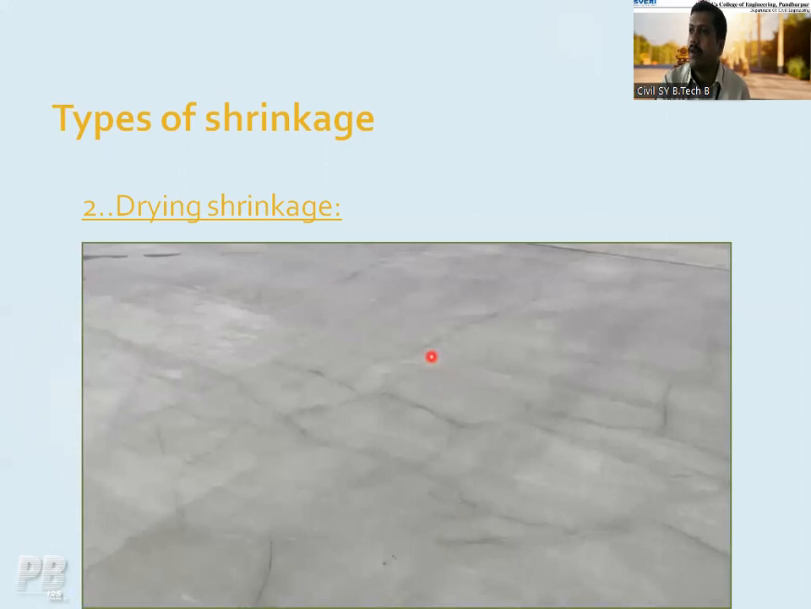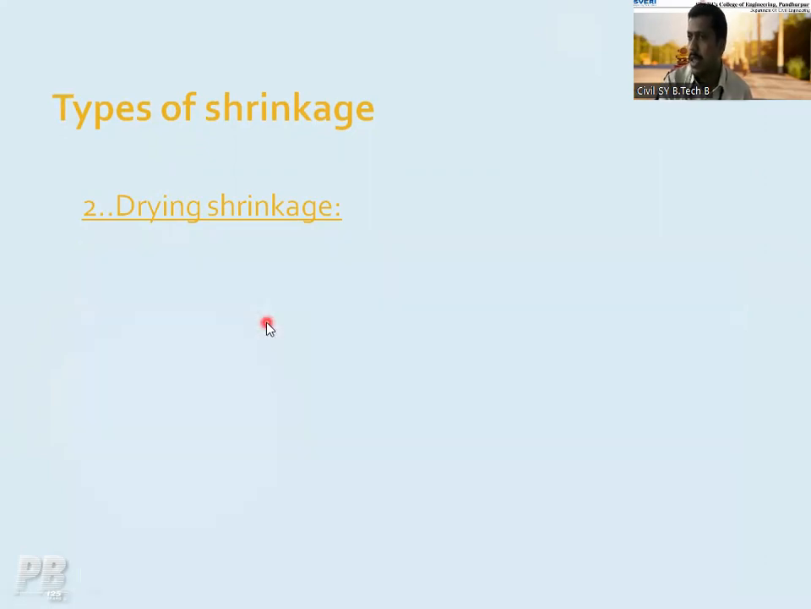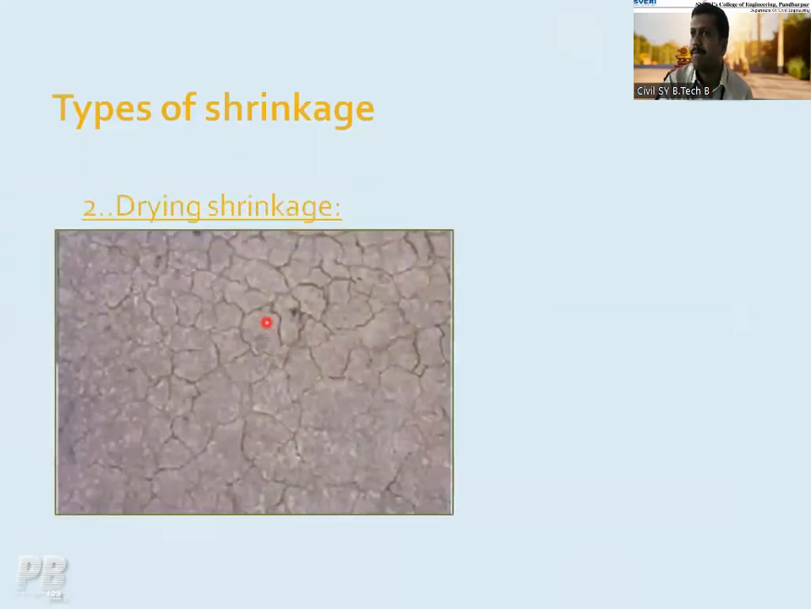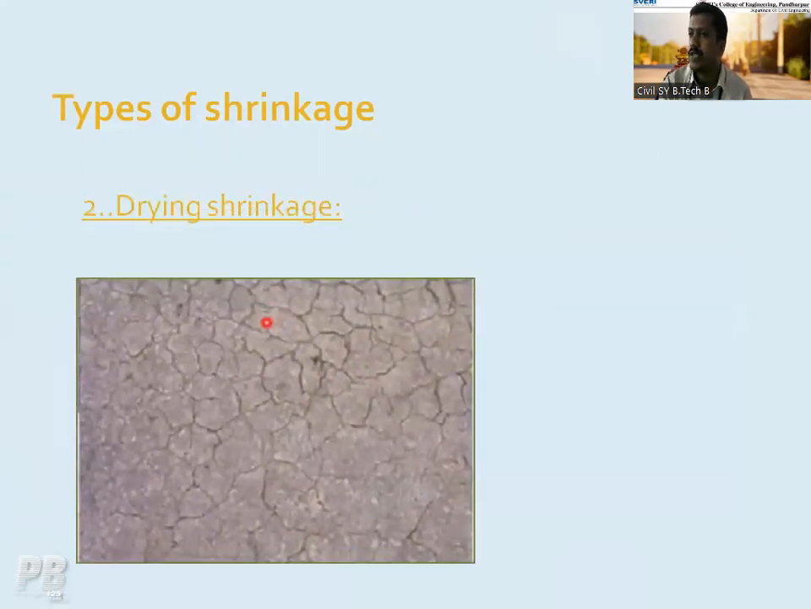So the picture I have already shown to you. See, whatever micropores are present on that concrete surface, the water from those pores has evaporated, and you are going to see the drying shrinkage. There is a change in the volume of this concrete structure. Okay, this is another one. You have seen this.